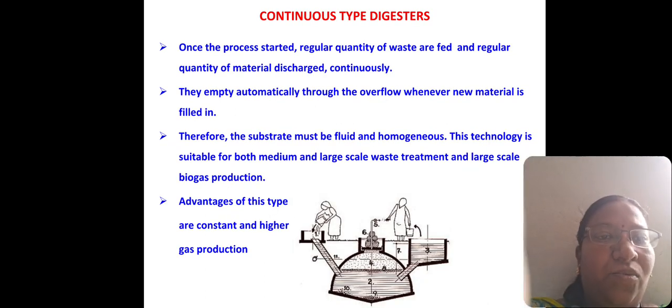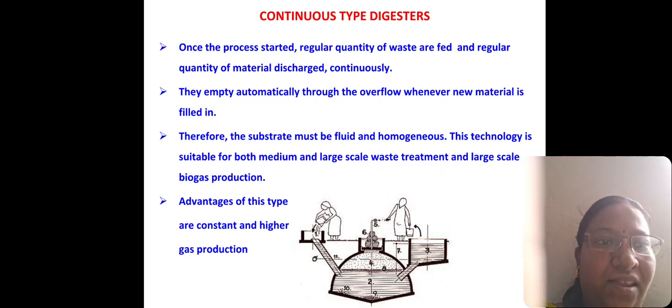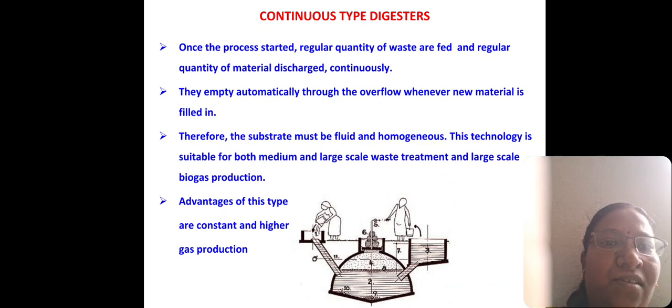Continuous type digester. Once the process is started, a regular quantity of waste is fed regularly, and the quantity of material is discharged continuously. They empty automatically through the overflow where new material is filled in. Therefore, the substrate must be fluid and homogeneous in nature. This technology is suitable for both medium and large scale waste treatment and large scale biogas production. An advantage of this type of digester is that they have constant and higher gas production.